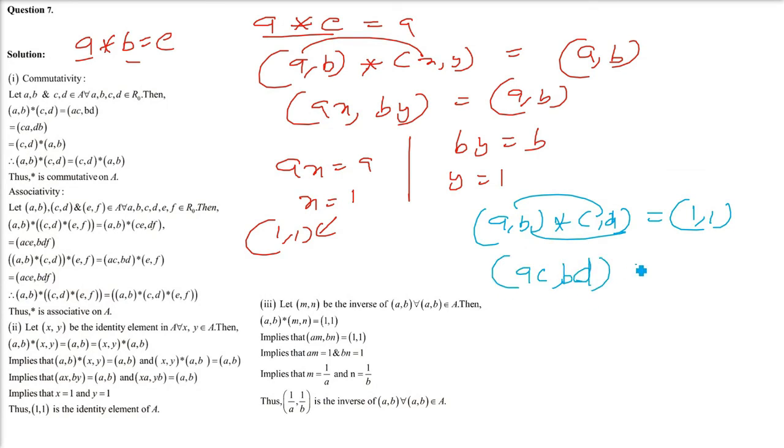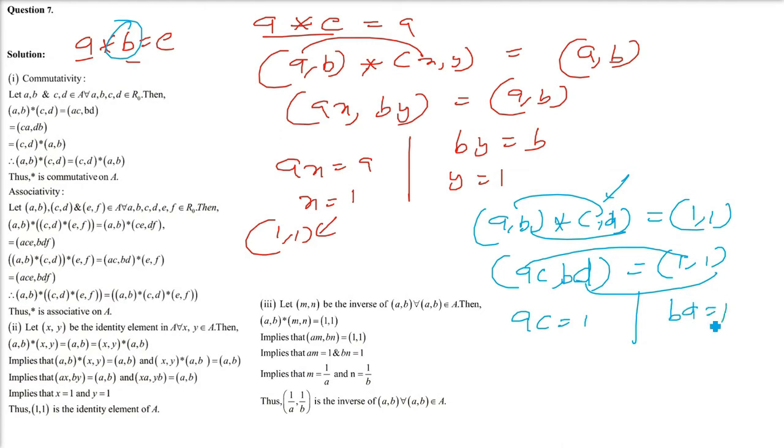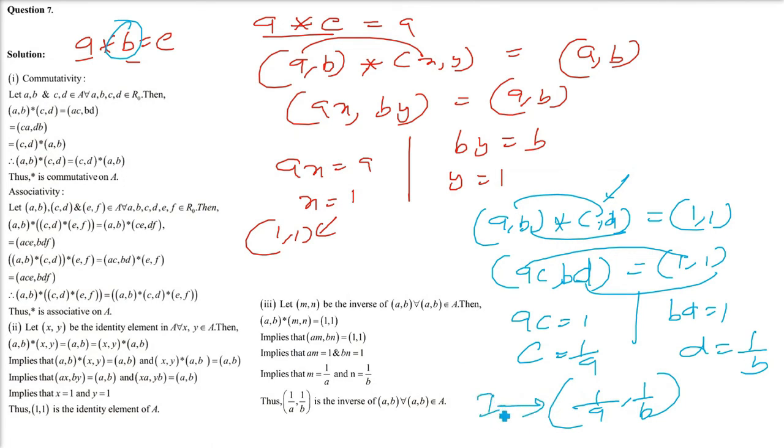So now you equate. We equate AC should be equal to 1 and BD should be equal to 1. Since C comma D is our inverse, we need to find out C comma D from here. So C will be what? 1 by A, and then we have this D we have to find out. So D will be equal to 1 by B. So 1 by A and 1 by B, this is the inverse of A comma B for all A comma B belonging to that set A.